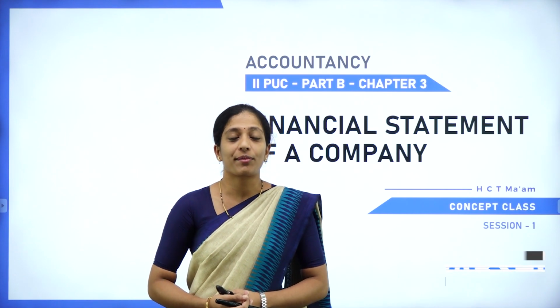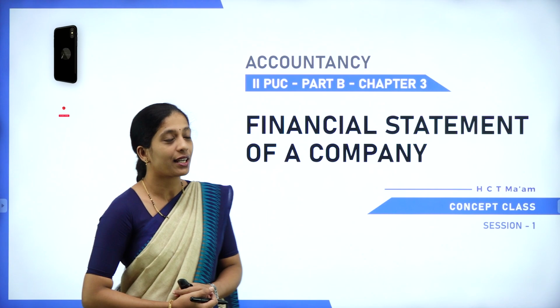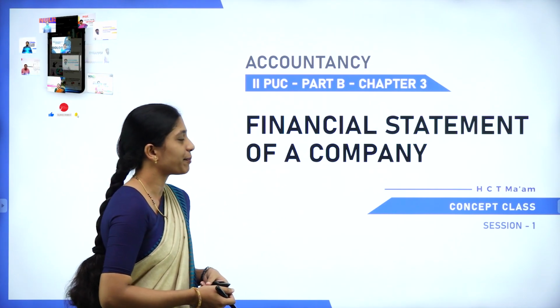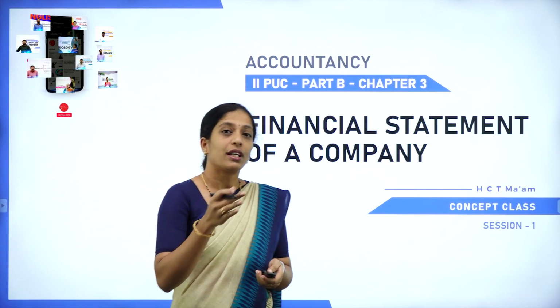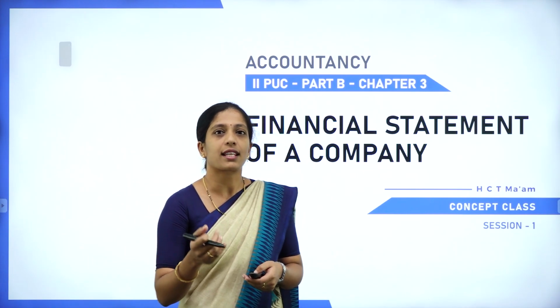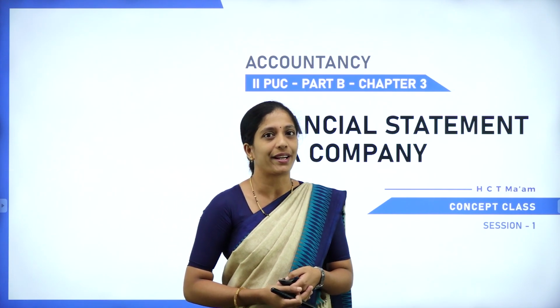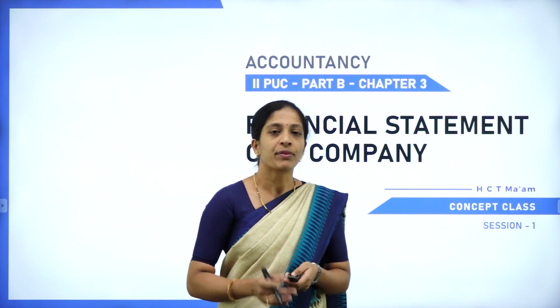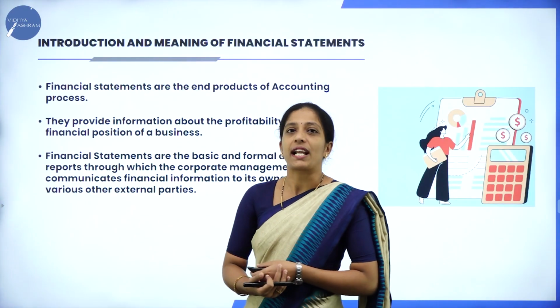My dear students, today I am going to discuss chapter 3 from part B of your syllabus, that is financial statement of a company. In part B, your first chapter is issue of shares, the second is issue and redemption of debentures, and the third chapter is financial statement of a company. So let us see what this financial statement is.